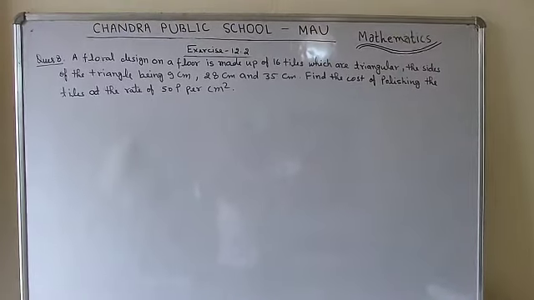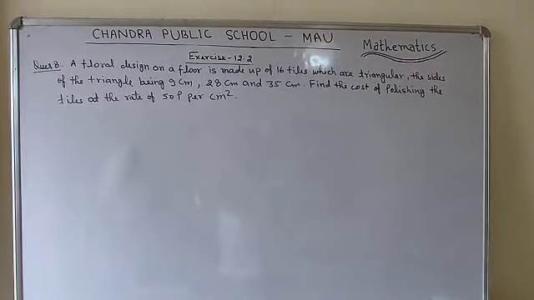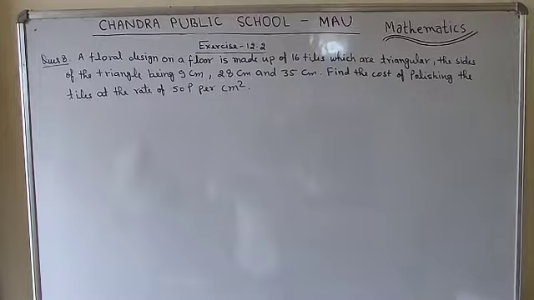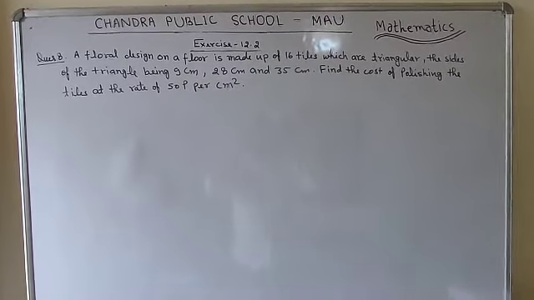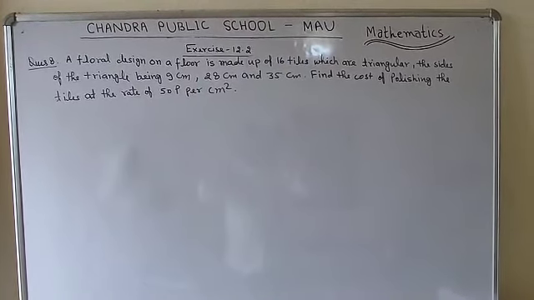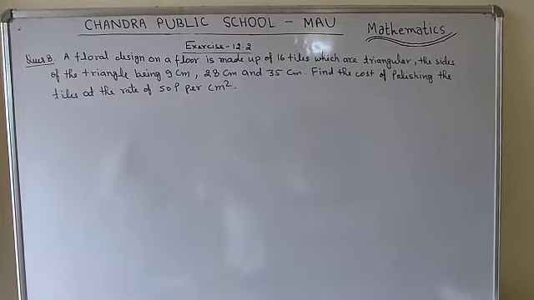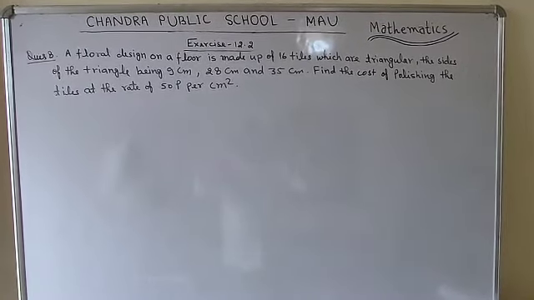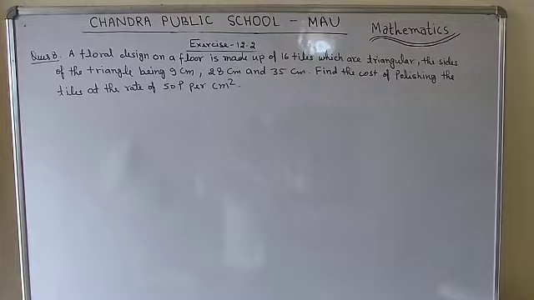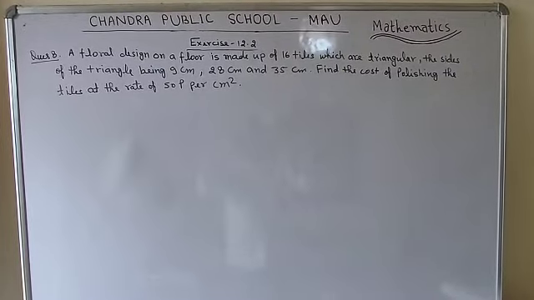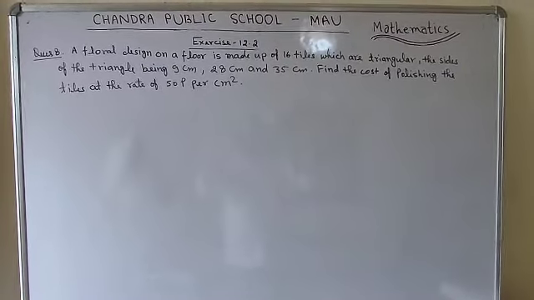So welcome here student. Today I am going to start question number 8. It is given that a floral design on a floor is made up of 16 tiles which are triangular. The sides of the triangle being 9 cm, 28 cm and 35 cm. Find the cost of polishing tiles at the rate of 50 paisa per centimeter square.